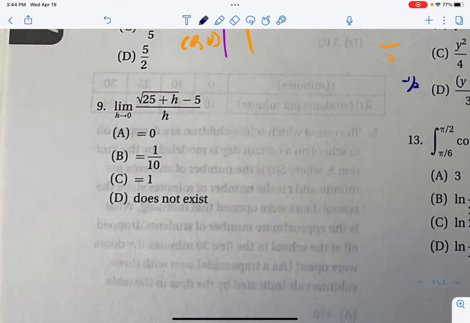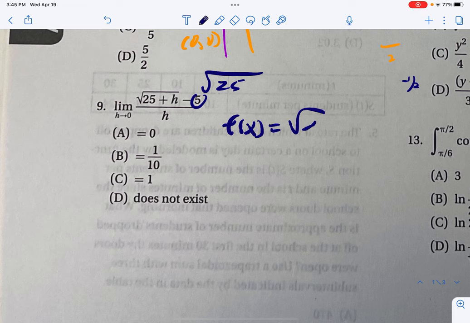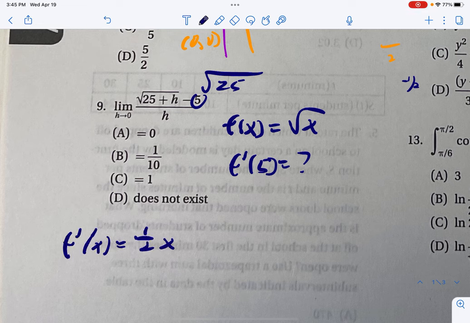Okay, number 9, you want to recognize that pattern. You are taking a derivative, right? If you write it as the square root of 25, we notice that it is the definition of a derivative. We're looking at the square root function, and we're basically saying, what's the derivative when x is equal to 5? So f prime of x is 1/2 x to the negative 1/2. F prime of 5 is 1/2 times 5 to the negative 1/2.